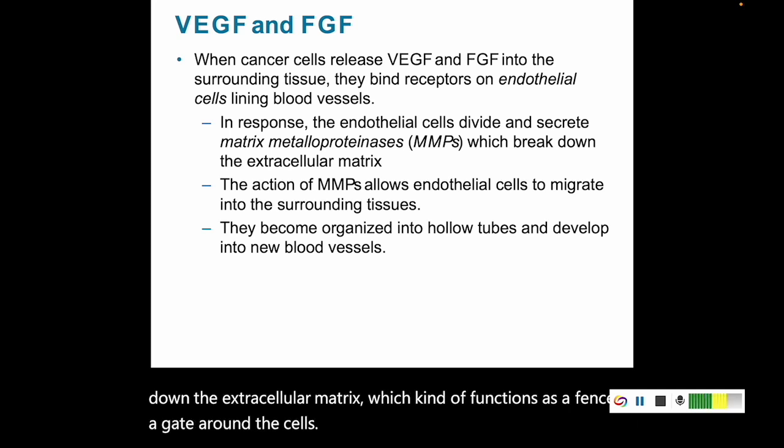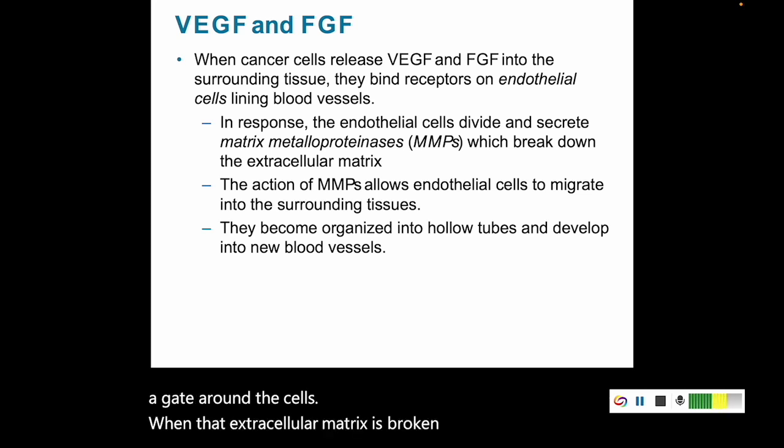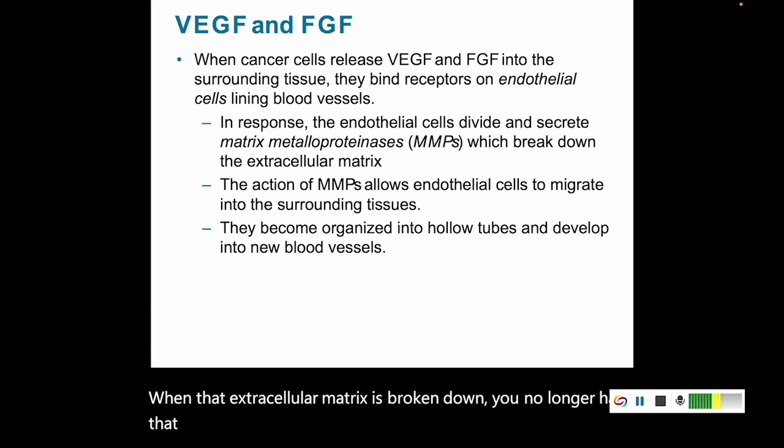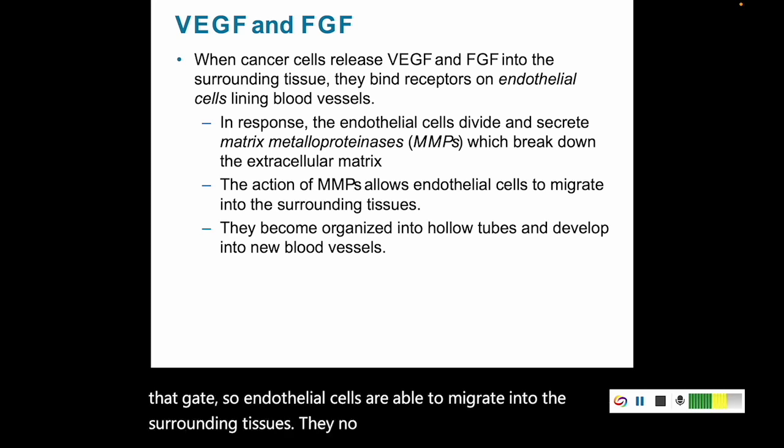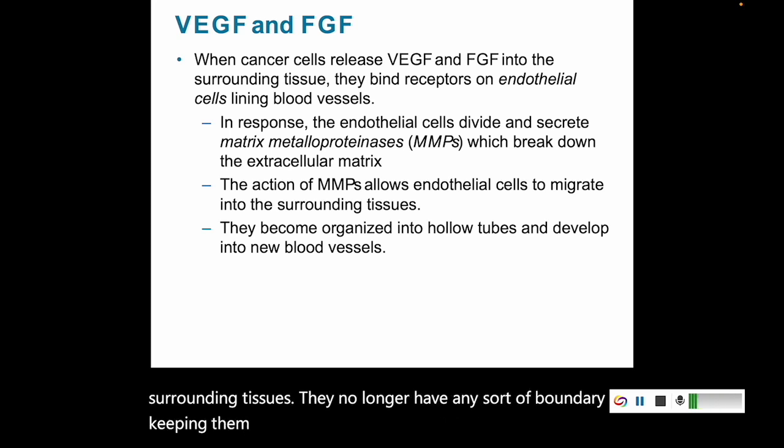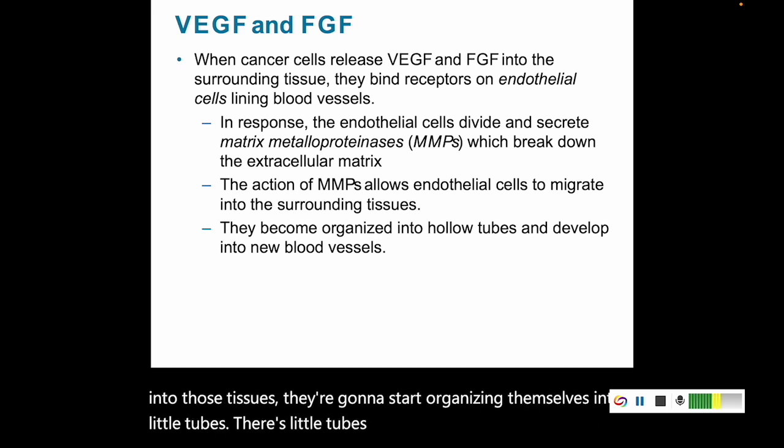When that extracellular matrix is broken down, you no longer have that gate, so endothelial cells are able to migrate into the surrounding tissues. They no longer have any sort of boundary keeping them out. And when the endothelial cells start going into those tissues, they're going to start organizing themselves into little tubes. Those little tubes are going to become the capillaries and blood vessels.